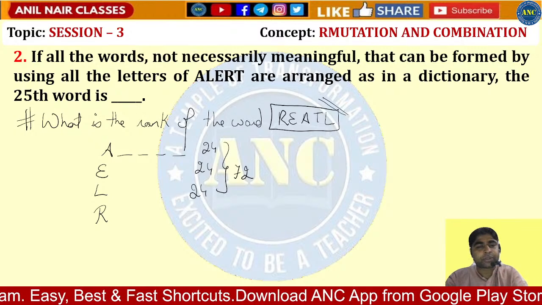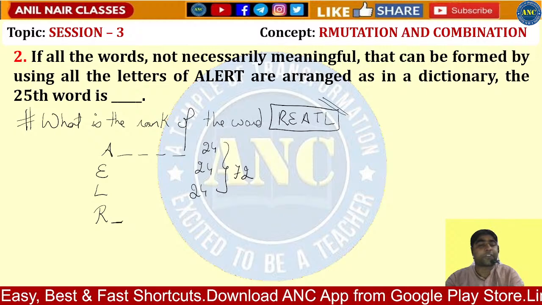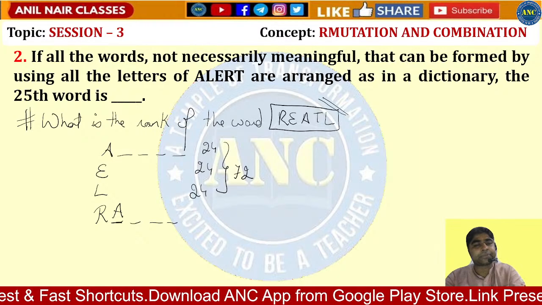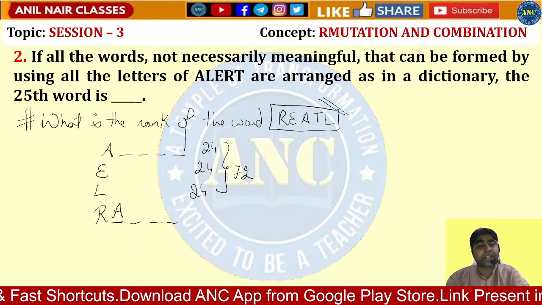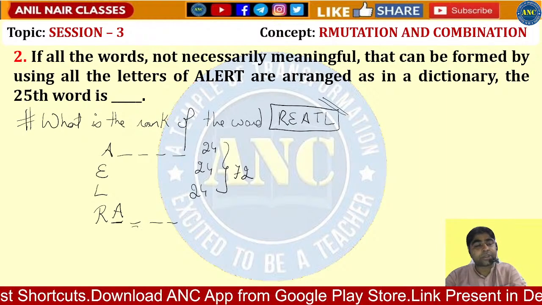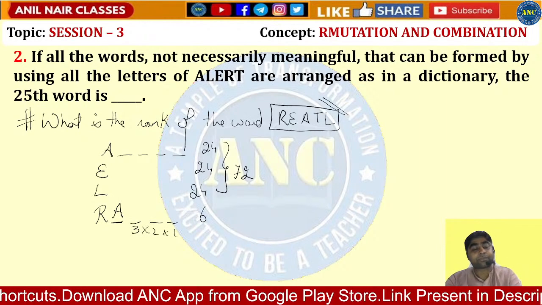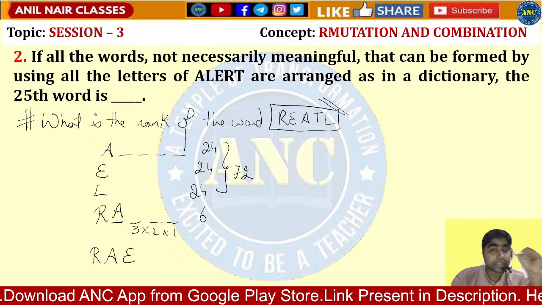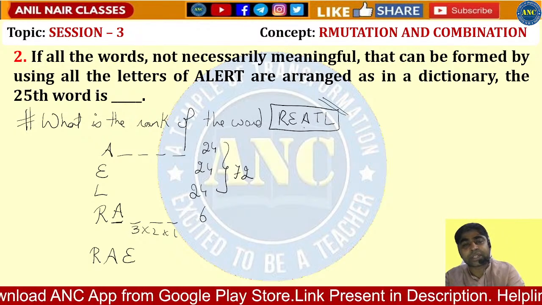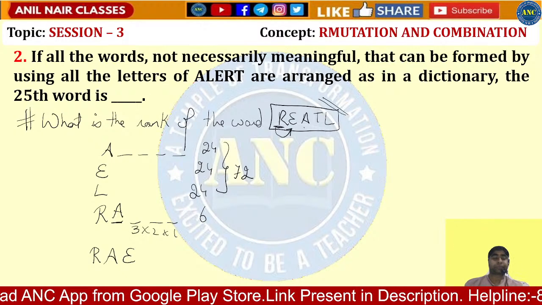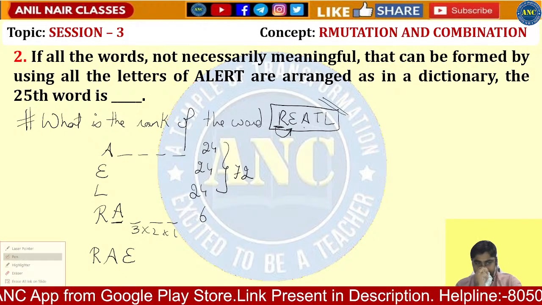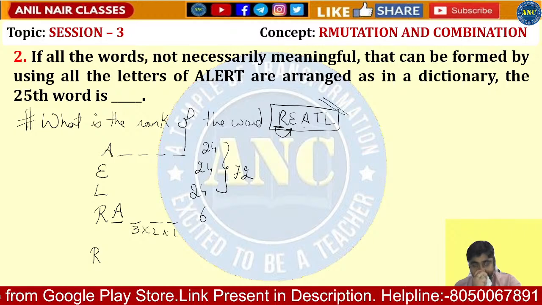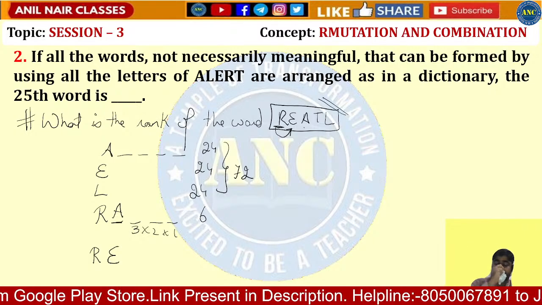Okay. So I'll say after R, what is the first letter which will come? Obviously A. So how many of them are starting with A? They are going to be 3 into 2 into 1, 6. After A, what will come? Because this is not starting with R. After R, it's E which is coming. Right? So after A, what will come? The next one would be RE. And this is what I was looking for.